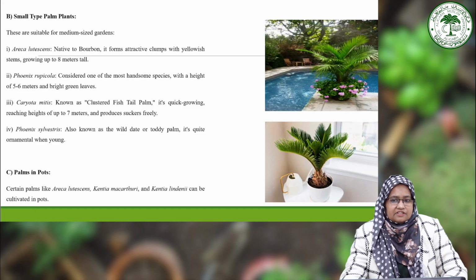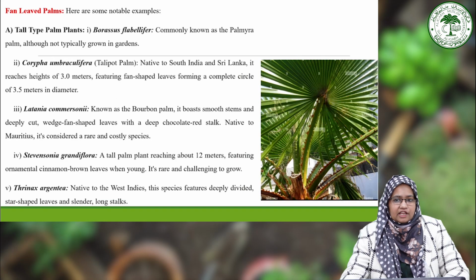So certain plant species such as Areca lutescens, Kentia macarthuria, Kentia lindeni can be cultivated. Tall type palm with fine leaves: the first one is Borassus flabellifer, also known as the Palmyra palm, although not commonly cultivated in gardens. The next one is Corypha umbraculifera, which is also known as Talipot palm.